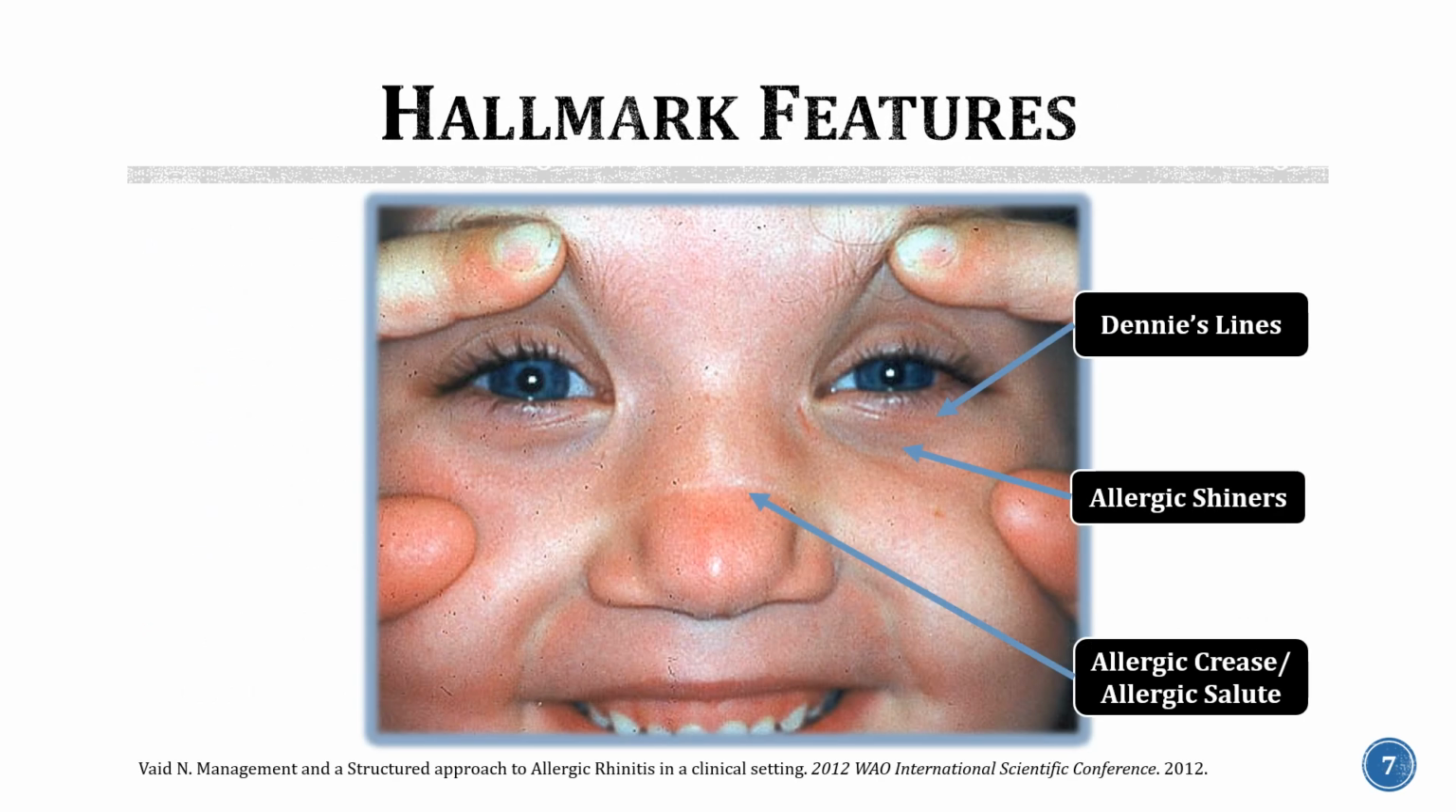Here you can see some of the hallmark facial features. So the Dennie-Morgan lines that are shown here under the eyes, that occurs due to all the rubbing and the squinting. The eyes are puffy and irritated all the time, so we also see the allergic shiners often, and those look like a light black eye. Since patients are rubbing their nose a lot, they often have an allergic crease as well.